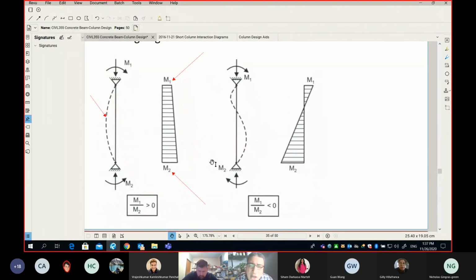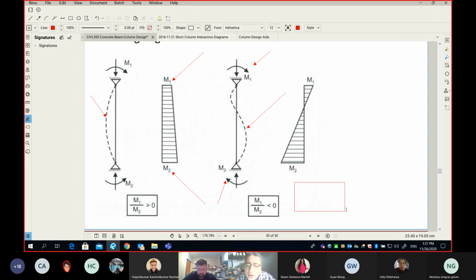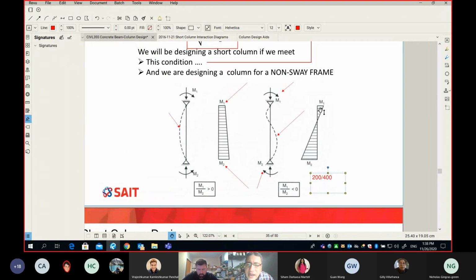How about when M1 and M2 are acting in the same direction? M1 is clockwise and M2 is clockwise as well, not the opposite of M1. In this case, your column will take this curved shape, and it's called double curvature. Then M1 divided by M2 has to be a negative value. For example, say your M1 is 200 and your M2 is 400. That is 0.5, but because of the direction of the moments, the ratio will be minus 0.5.